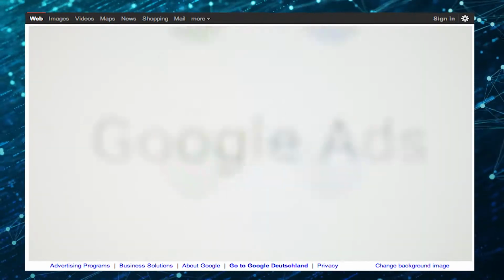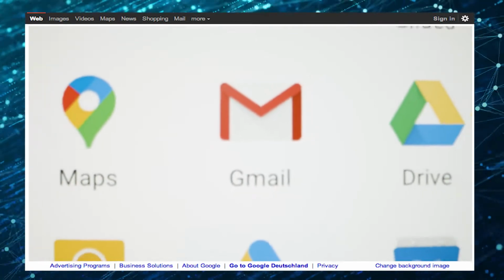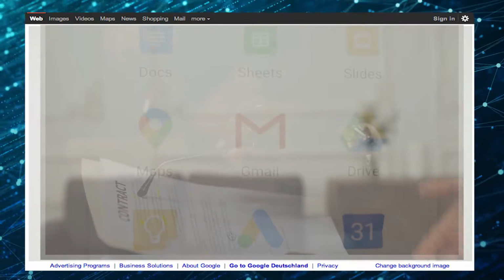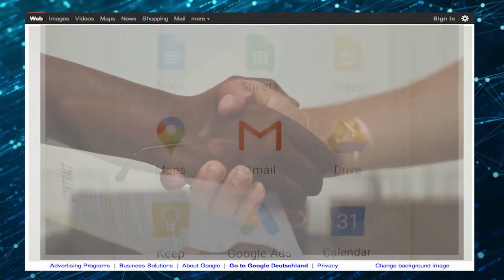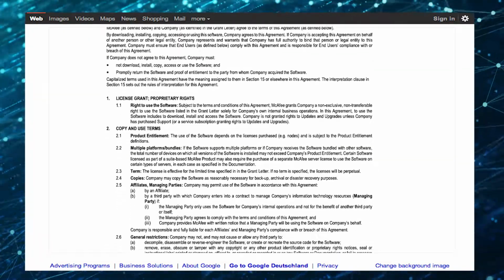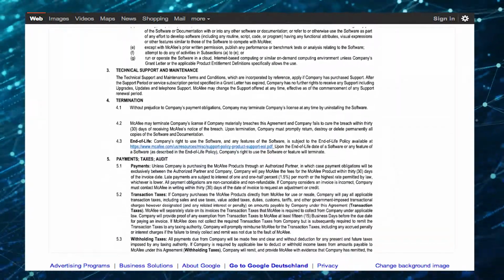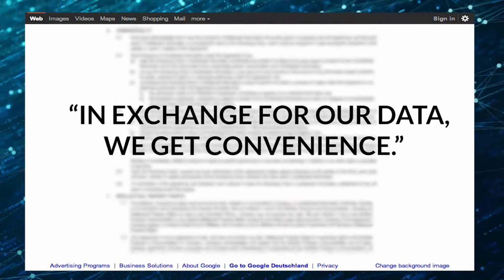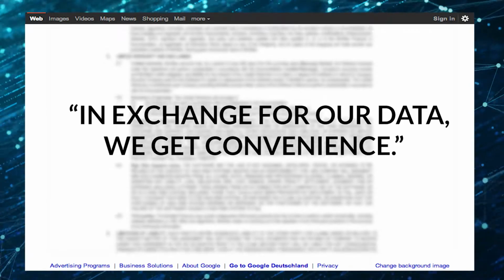Every time we use the Google ecosystem, that means Google Search, Gmail, Google Apps, or Android, we sign a contract with Google. A contract designed for us not to understand, but one we are nevertheless expected to agree to. This contract states that in exchange for our data and the billions of dollars in profit to be made, we, the user, get convenience, freedom, efficiency, connectivity, basically everything.